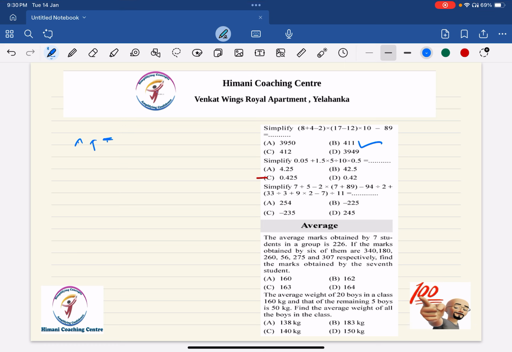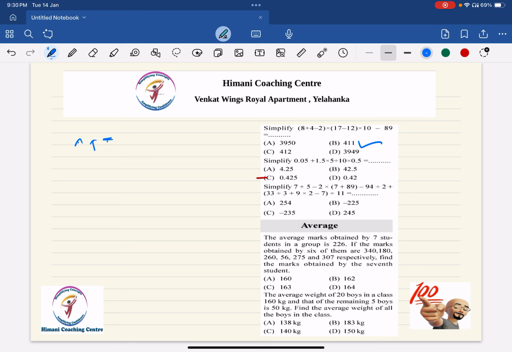The average marks obtained by 7 students in a group is 226. If the marks obtained by 6 of them are 340, 180, 260, 56, 275, 307 respectively, find the marks obtained by the 7th student. So students, how do we find average? Average is what? Sum of observations divided by number of observations.